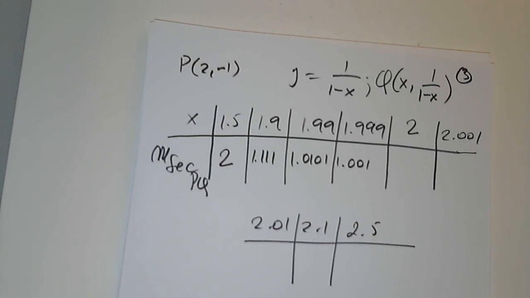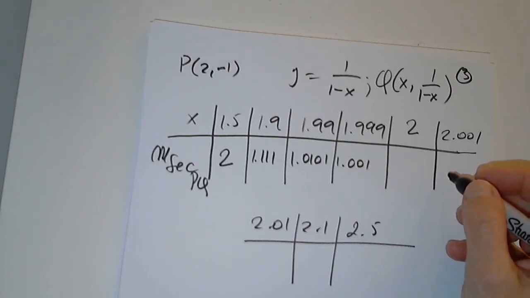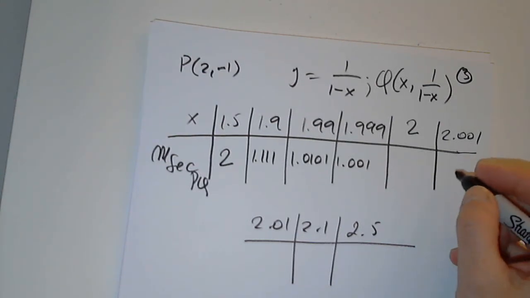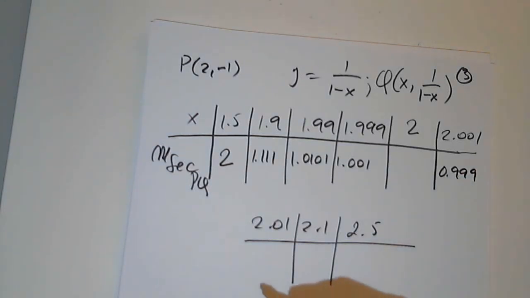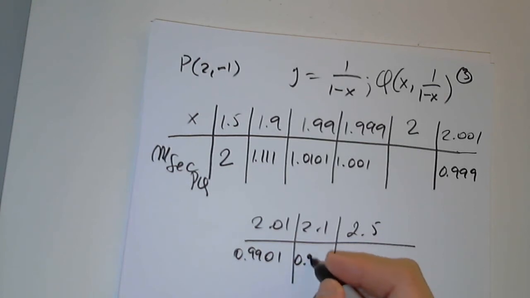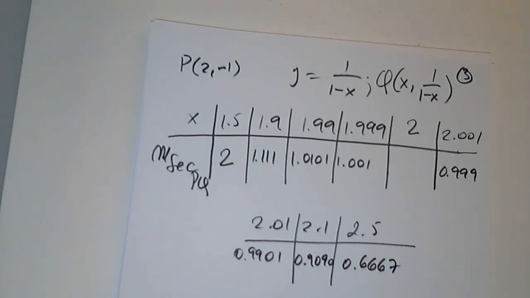Does anyone have any number for me? For 2, I have 1. Well, it might not be correct. I'm sure you're correct, but I still have to fill in the other ones. So I got 0.9901, I got 0.9090, and I got 0.6667. When I put in 2, I got error. Of course, because the denominator is x minus 2.